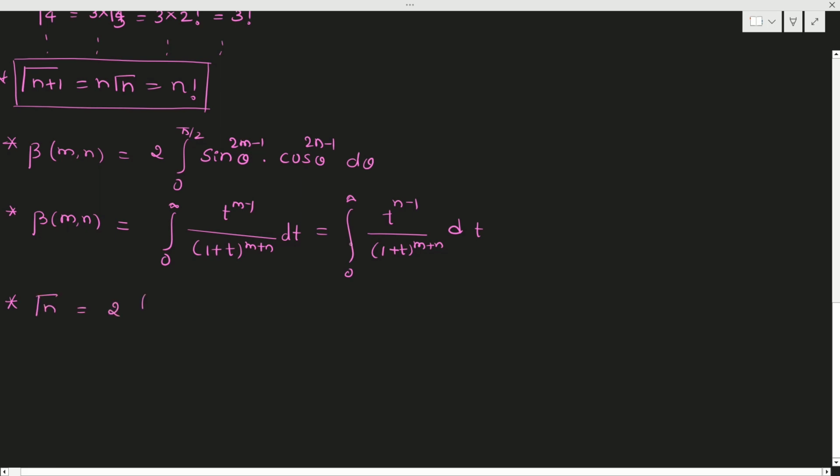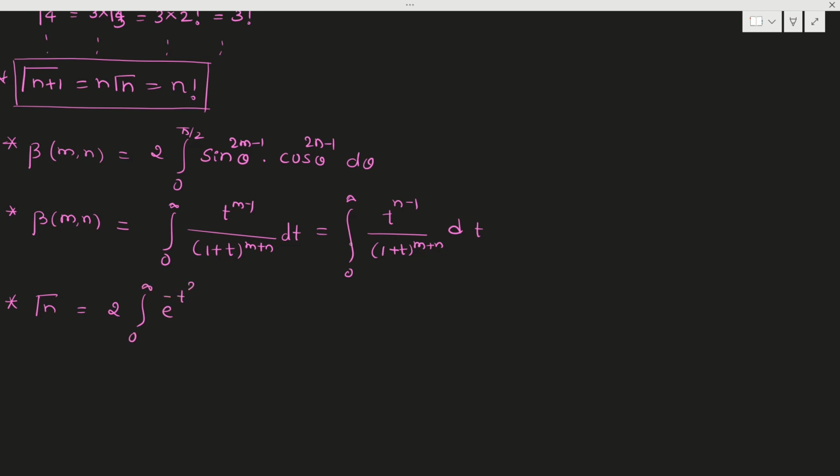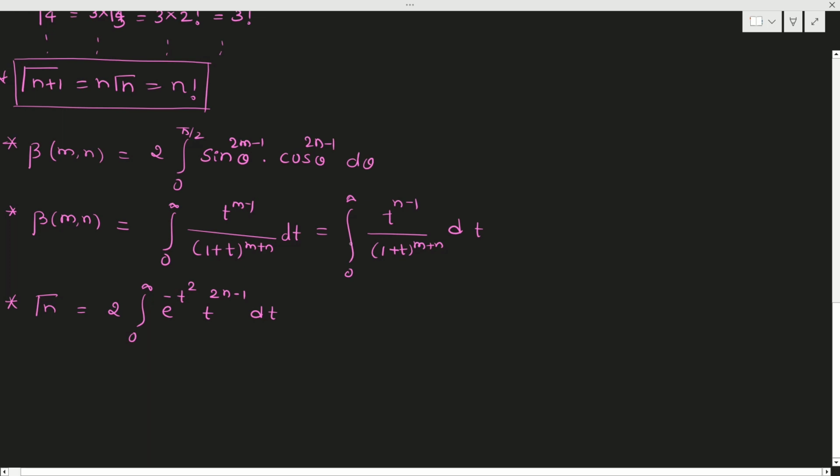And one more property for gamma n in terms of t is 2 times integral from 0 to infinity e raised to minus t square t raised to 2n minus 1 into dt. How we got this: by putting x as t square, by substitution method. And next one is gamma of 0 is equal to infinity. This is a standard result.